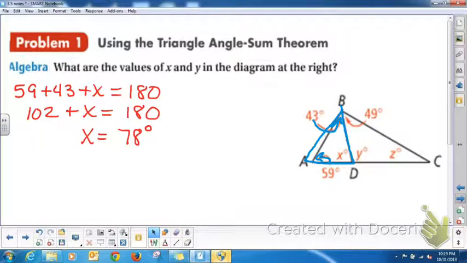So we could set up an equation to solve for the value of x. Your equation would look like this: 59 plus 43 plus x is equal to 180. We'd combine like terms to get 102 plus x is equal to 180. We'd use the subtraction property to isolate the variable. So x is equal to 78 degrees. So now we've solved for x.